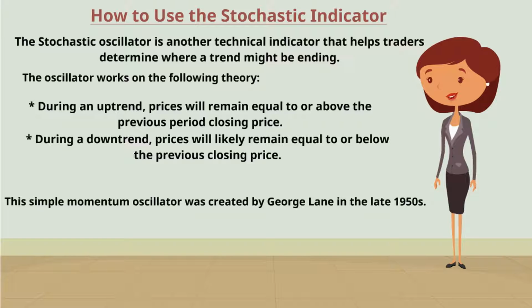Let's move on to the next lesson. How to use the stochastic indicator. The stochastic oscillator is another technical indicator that helps traders determine where a trend might be ending.